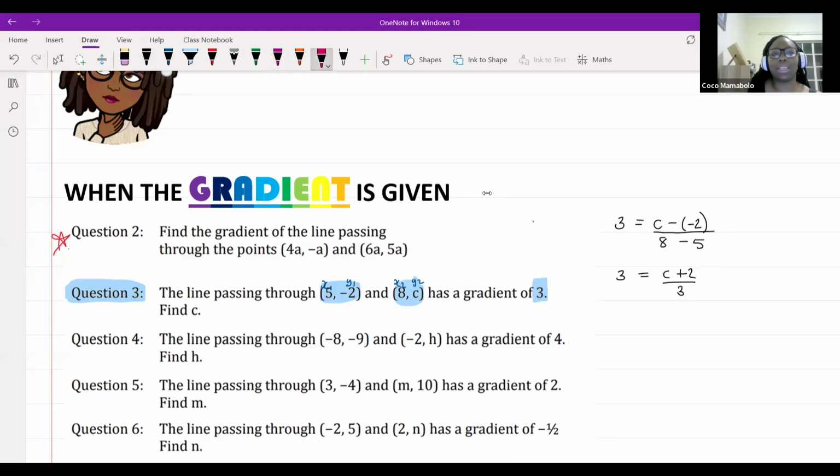Right, now I want to get that 3 out of the denominator, so I'm going to multiply both sides by 3. These two will cancel each other out. Now I'll have 3 times 3 is equal to 9, which is equal to c plus 2. I'm going to take the plus 2 over to the other side, and it's going to become minus 2. Therefore, C is equal to 7. All right. And it's that simple, guys.